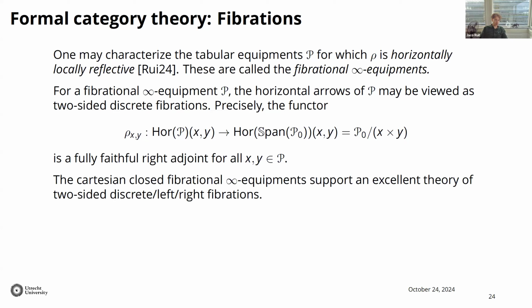Now, something that you can spell out is if you start with some Cartesian closed fibrational infinity equipments and look at this internal notion of two-sided discrete fibrations, then this behaves perfectly fine like you would expect it to. So for instance, maybe you're used to computing a colimit of a diagram by just looking at some slice category of cones and then identifying an initial object inside the slice. This is something that you can do also in this setting if you're in the situation of being a Cartesian closed fibrational infinity equipment.